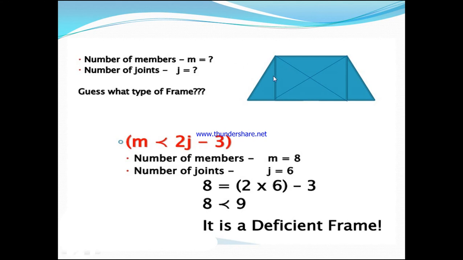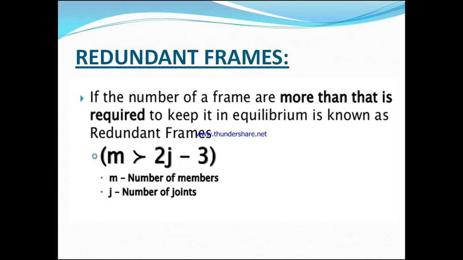In the next slide, we'll see one example. See this figure, the frame, count the number of members: 1, 2, 3, 4, 5, 6, 7, 8. 8 members, and joints are 6. Then you apply the condition m equals 2j minus 3. After solving, you will get 8 less than 9. So it is a deficient frame. The number of members is less than 2j minus 3. It comes under the category of deficient frame.